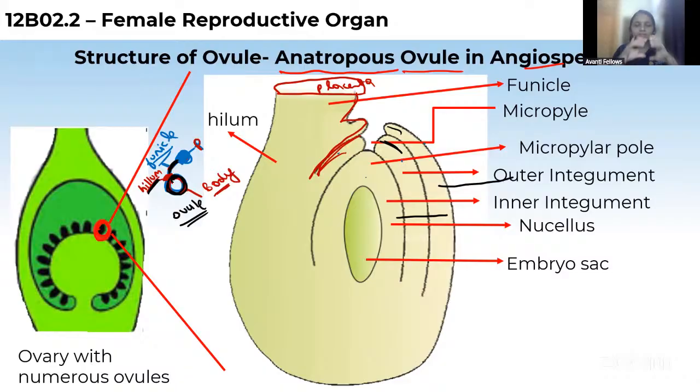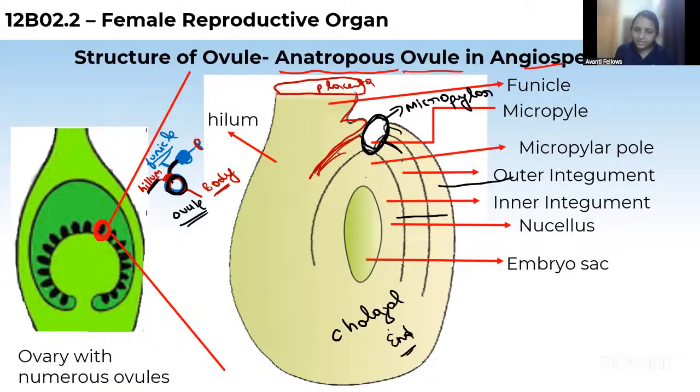The integuments cover the whole body, but here you can see there is a space where the integument is not covered. That part we call the micropylar end, micropylar region, micropylar pole, where the integument is not covered. Opposite to that micropylar end is the chalazal end. This is an anatropous ovule.